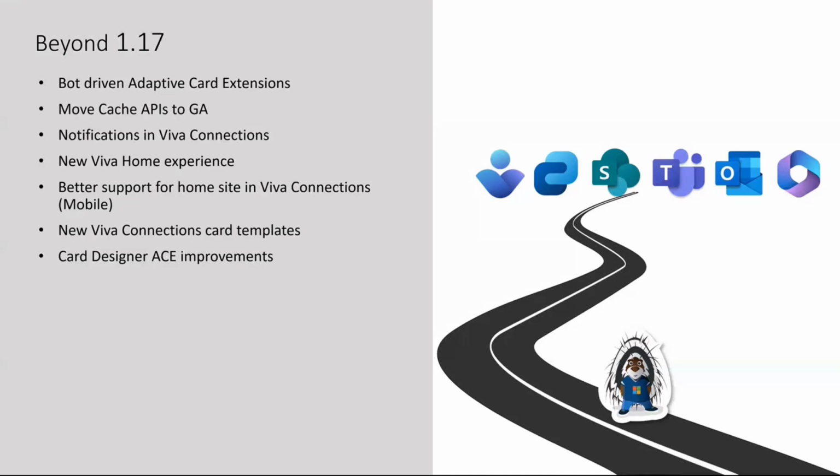Okay, cool. Thank you. Then the other thing that we want to do is for sure move the Cache API to GA. One of the things that we're working on is building a notification platform for Viva Connections, so that you will be able to generate a notification that will surface in the Microsoft Teams notification infrastructure. And upon clicking this notification, you will be able to interact with your card, your quick view, your solution from the notification itself.